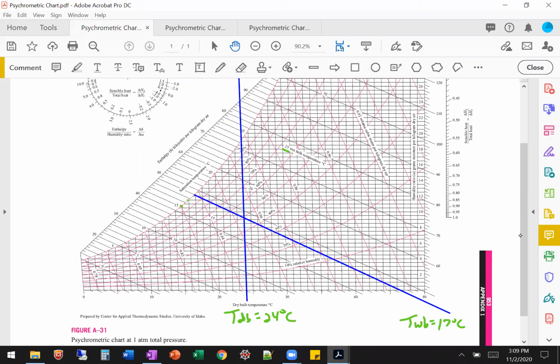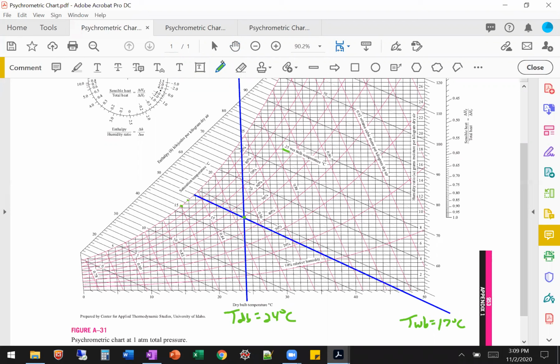All right, so then our point is right here. So now we have our state. That is where we are on the psychrometric chart. Now we can start pulling other lines from that. All we need is two things on this chart, and we get all the others.